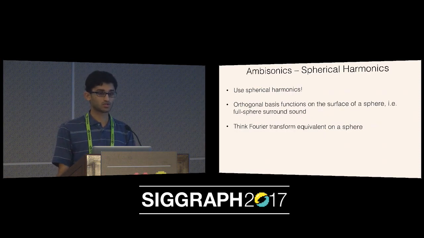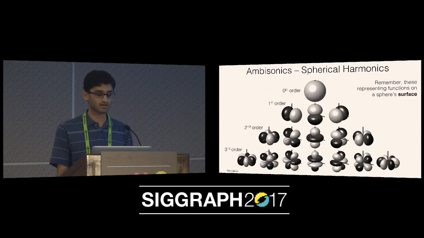And they use spherical harmonics as the orthogonal basis functions. The spherical harmonics are basis functions that exist on the surface of a sphere, and therefore we can represent the full sphere of surround sound if we have enough orders of spherical harmonics. If you're not familiar with it, you can think of this as a Fourier transform equivalent for spherical surfaces, but they're not quite the same, though they're qualitatively similar.